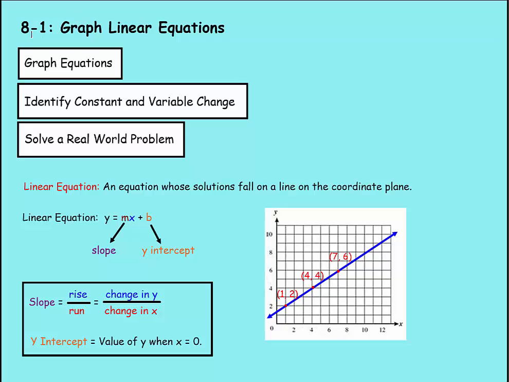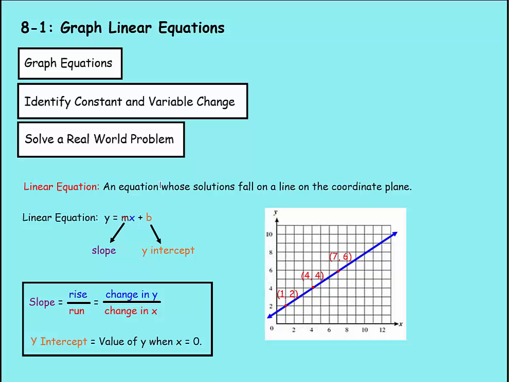We're on lesson 1 of chapter 8, in which we're going to graph linear equations. First we're going to graph equations, then we're going to identify constant and variable change, then we'll solve a real-world problem. The first vocab word for this chapter is linear equation.